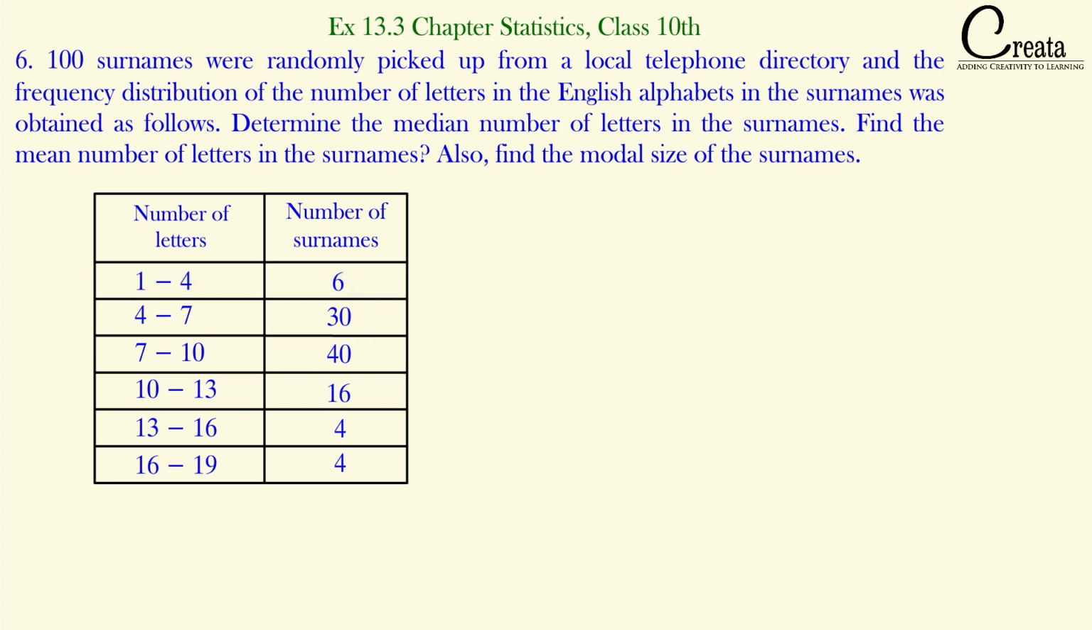For example, suppose the surname is Singh, S-I-N-G-H. It has 5 letters. Here in the first row, we have 6 surnames which have the number of letters from 1 to 4. In the second row, we have 30 surnames which have the number of letters from 4 to 7. Similarly, on the extreme end, we have 4 surnames which have the number of letters from 16 to 19. Very huge surnames. Can you give some examples in the comment section?